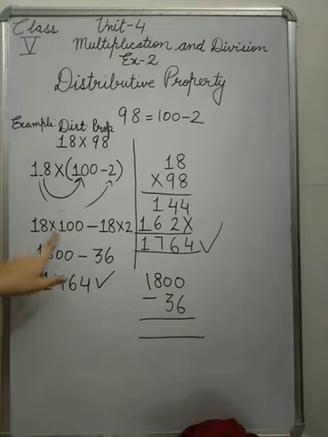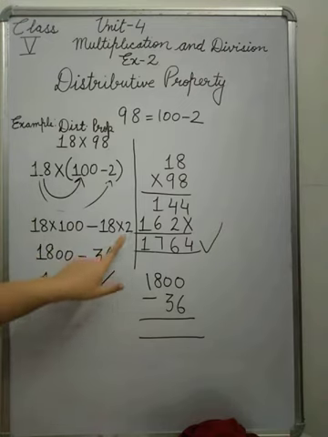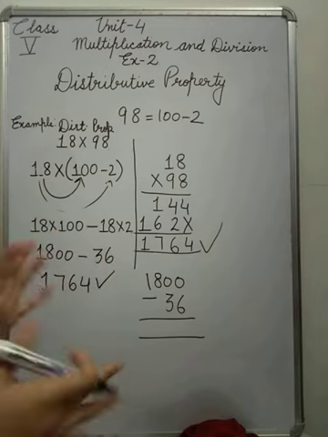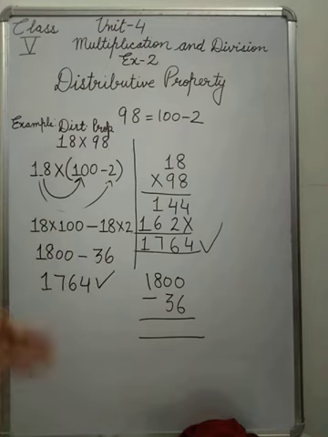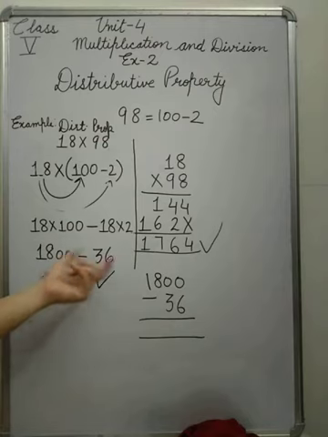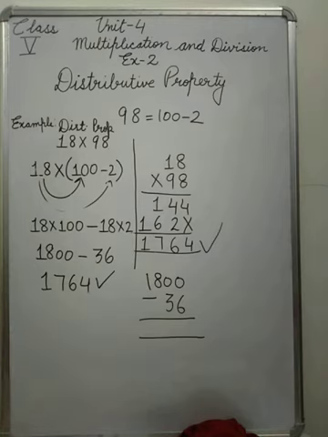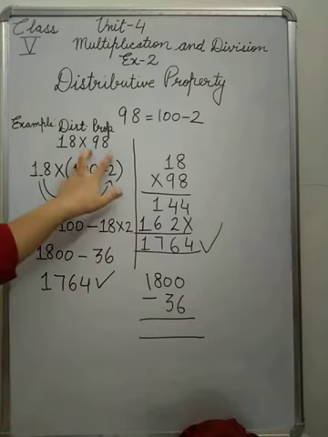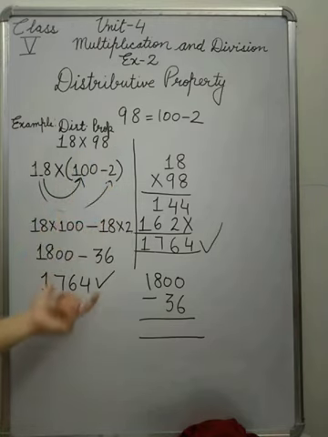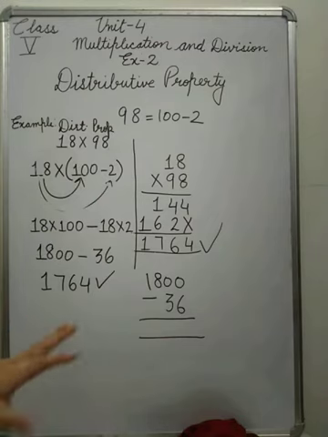Now 18 into 100, that is 1800, minus 18 into 2, that is 36. Here we have not done any type of calculation. Simply we are doing this: 1800 minus 36. Only here we have subtracted. So we get this answer. So if you break the number, then you do the calculation very easily. So distributive property is used to make the calculation easy. Okay, see the next.